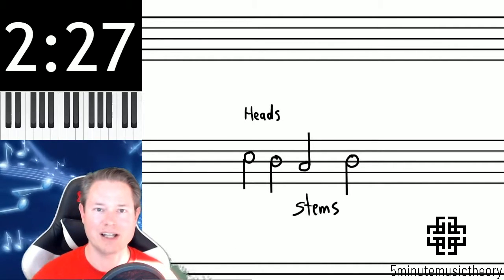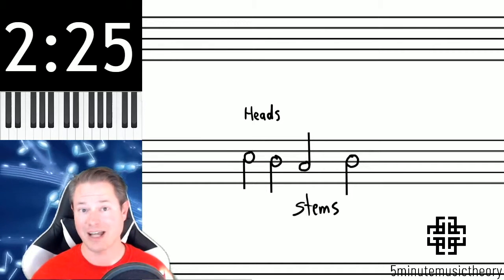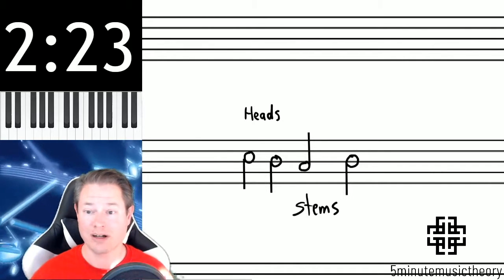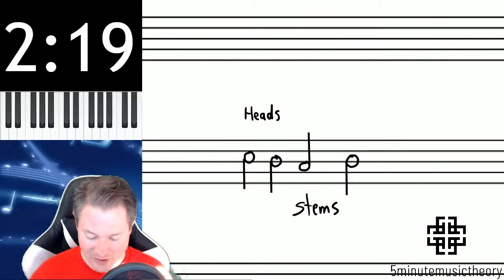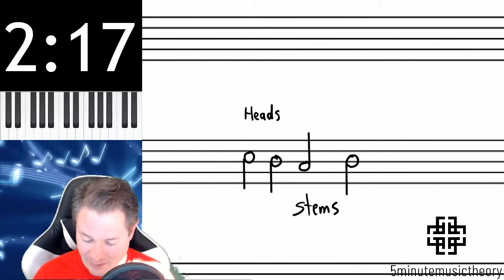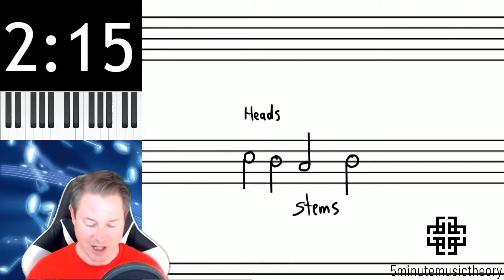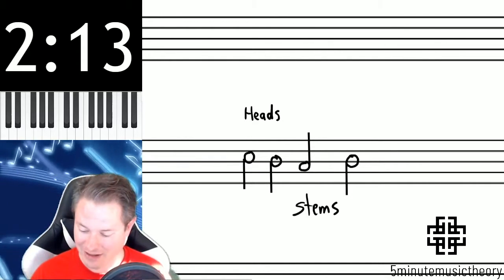Now we'll talk in a later video about the specific lengths of the stems, and there are a few more specific rules behind stems when we get a little bit further into it, but basically that's the idea behind stems. Now there's a couple of other kinds of note heads that exist as well.